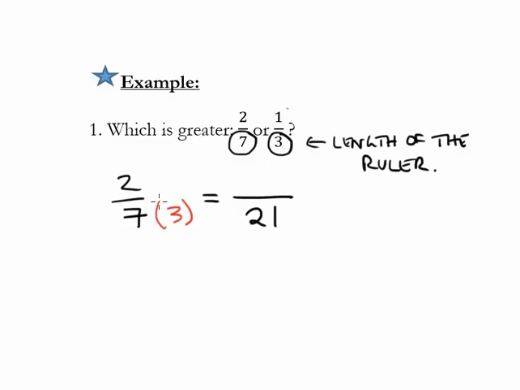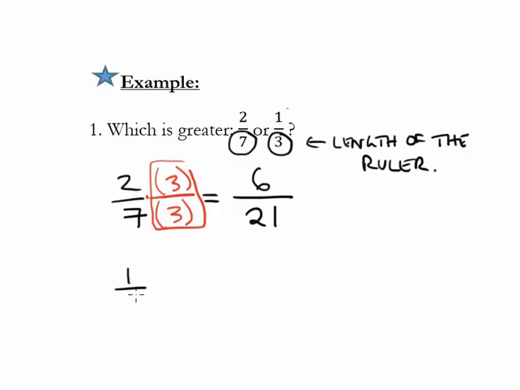But I can't just multiply the denominator by 3. I'd have to multiply the numerator by 3 as well, because then essentially you're multiplying by 1, and multiplying by 1 doesn't change anything. So 7 times 3 is 21, 2 times 3 is 6. In other words, 2/7 is the same as 6/21.